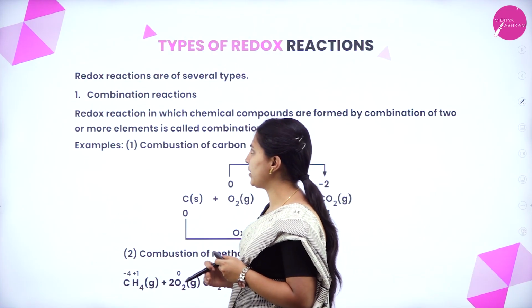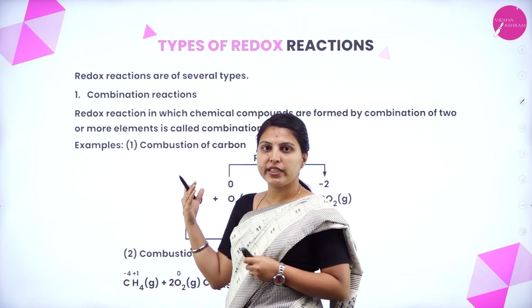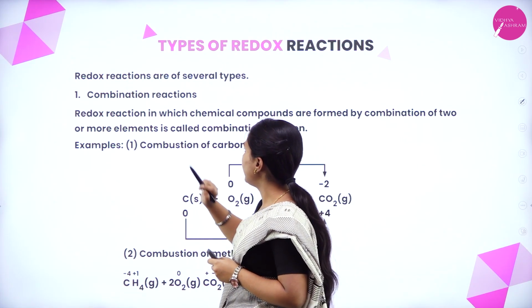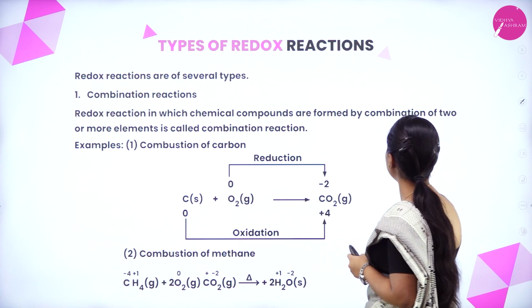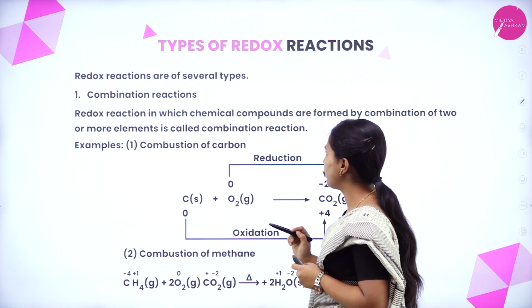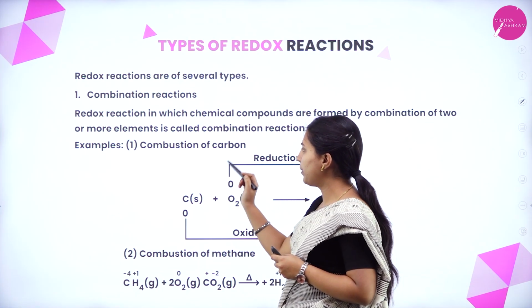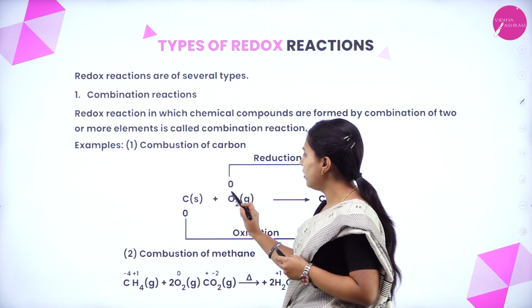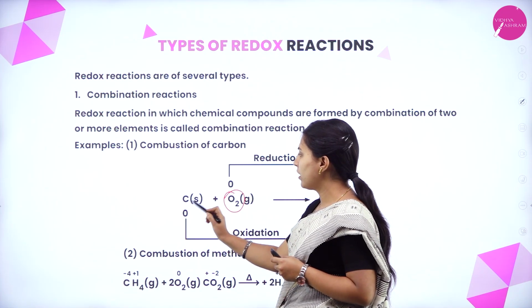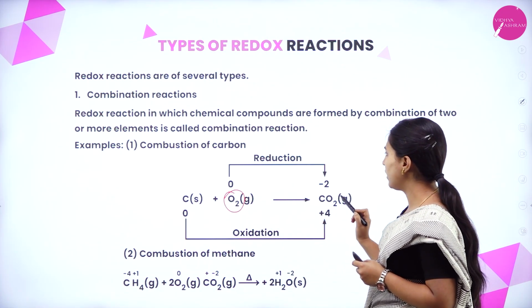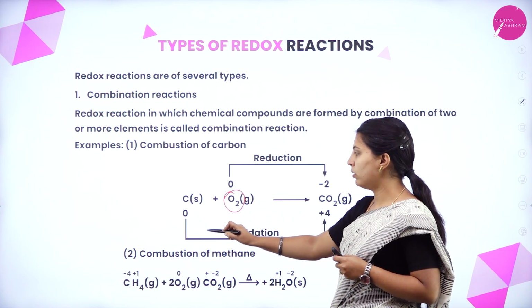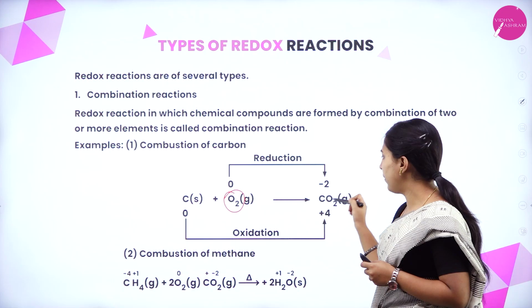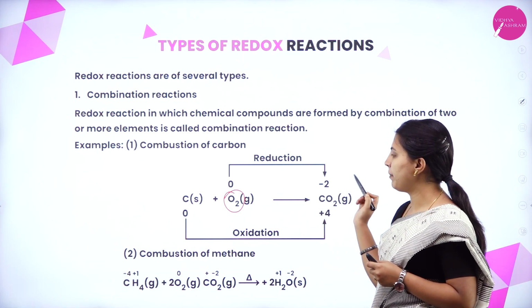First, combination reaction. As the name itself shows, combination reaction means two reactants have to combine. A redox reaction in which chemical compounds are formed by the combination of two or more elements is called a combination reaction. Example: combustion of carbon. Combustion means oxygen obviously has to be present. Carbon plus oxygen, carbon dioxide will form. Here 0 oxidation state, here also 0, but it will form by oxidation +4, by reduction -2.